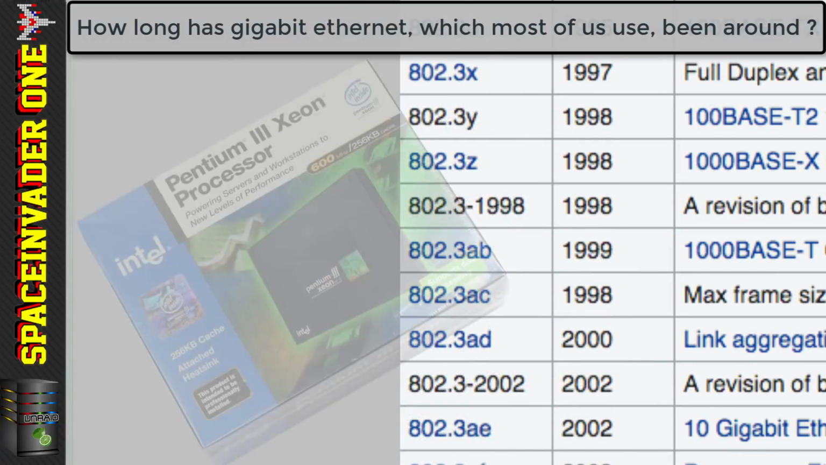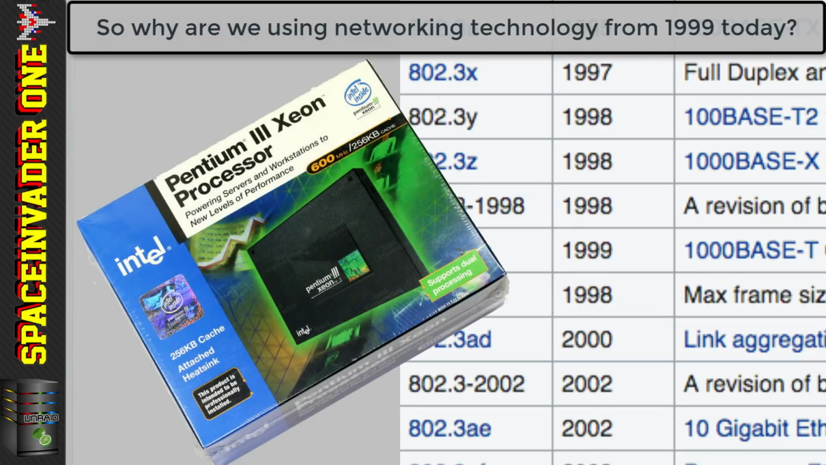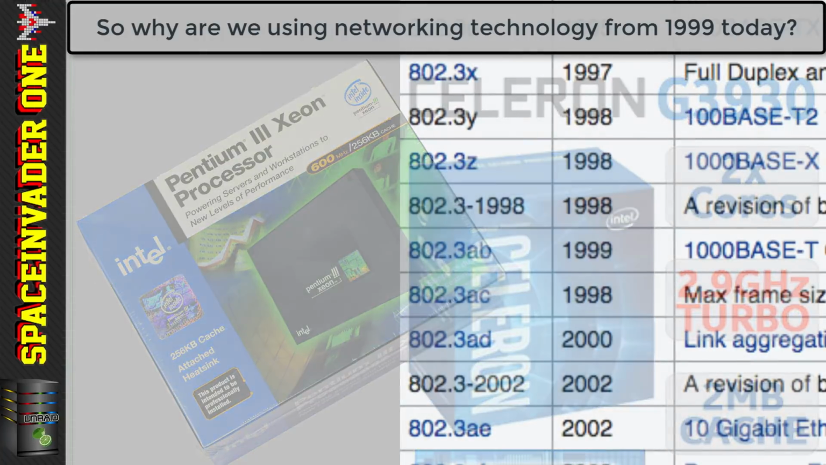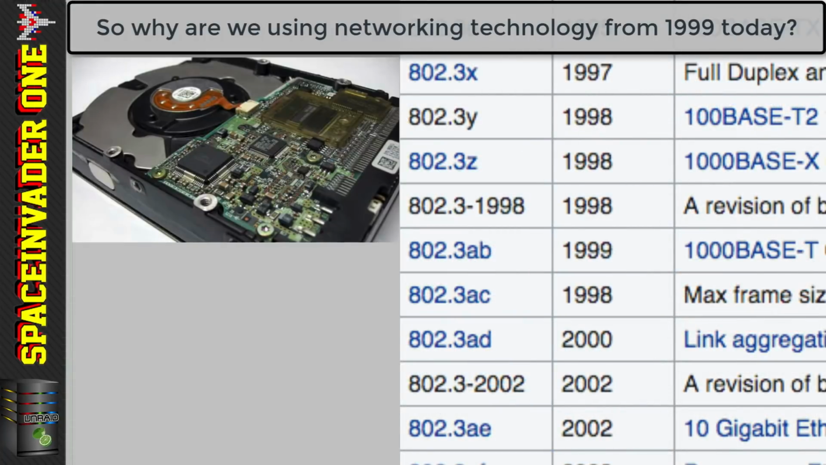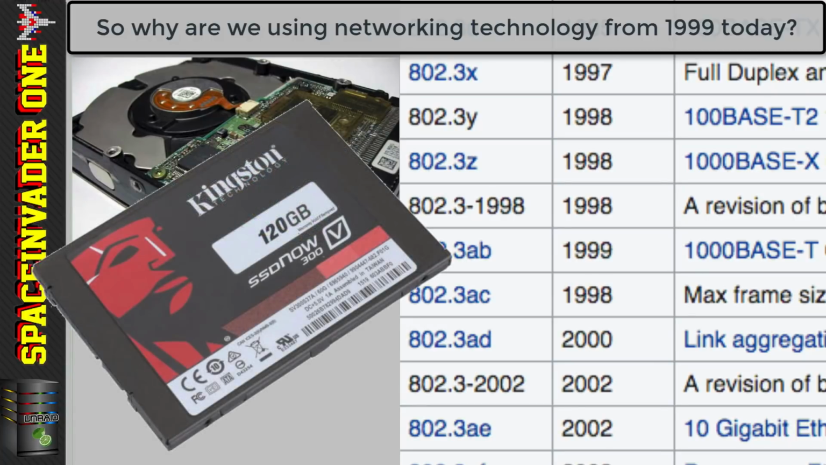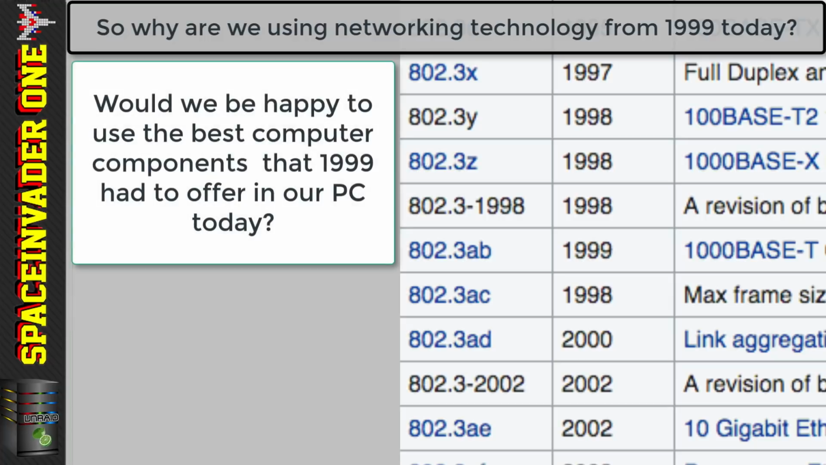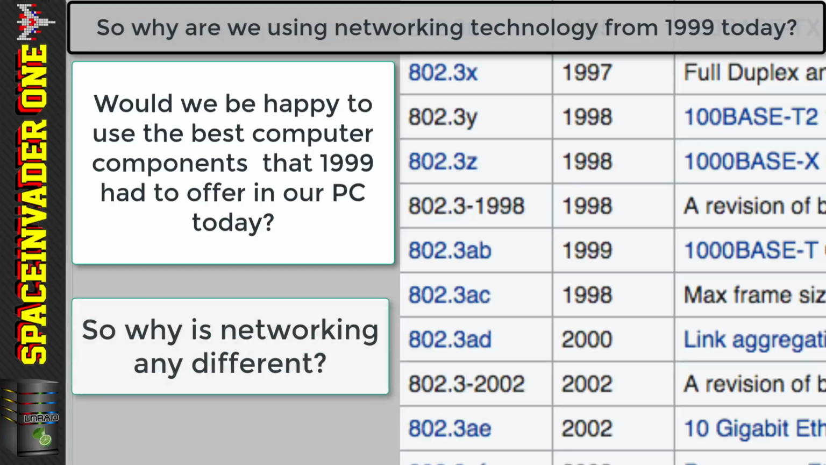But look at it this way, the best enterprise CPUs at the end of the 90s were nothing compared to cheap consumer CPUs today. Also hard drives. The best hard drives were nothing compared to a cheap SSD or NVMe drive today. So we wouldn't be content now using the best CPUs of 1999 or the best hard drives of 1999.